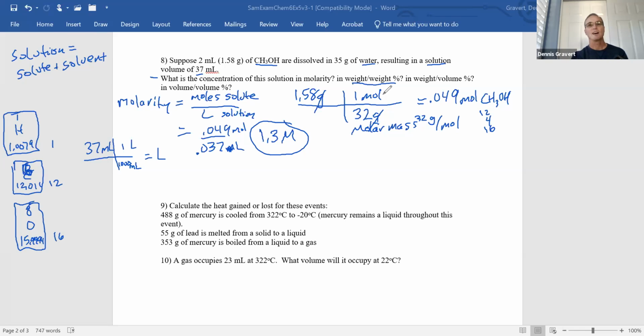Weight percent. You just say, well, what's the weight of my solute? 1.58 grams. And then the bottom part is the total, the solution. Weight percent, the solute divided by the solution. And the solution's weight is not given. So you have to add the solute's weight to the solvent's weight. So 1.58 plus 35. And then we multiply that by 100 to get into a percentage, a weight percent. It's also the same as a mass percent.